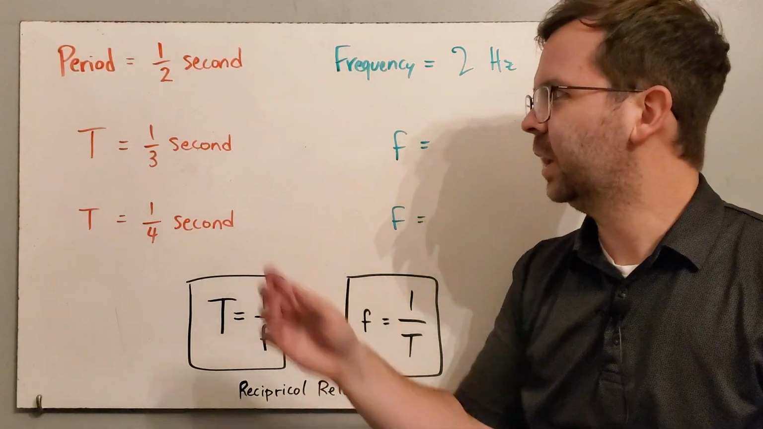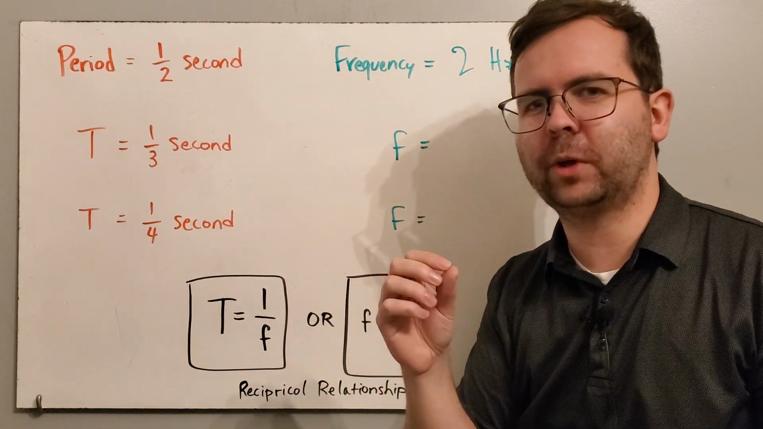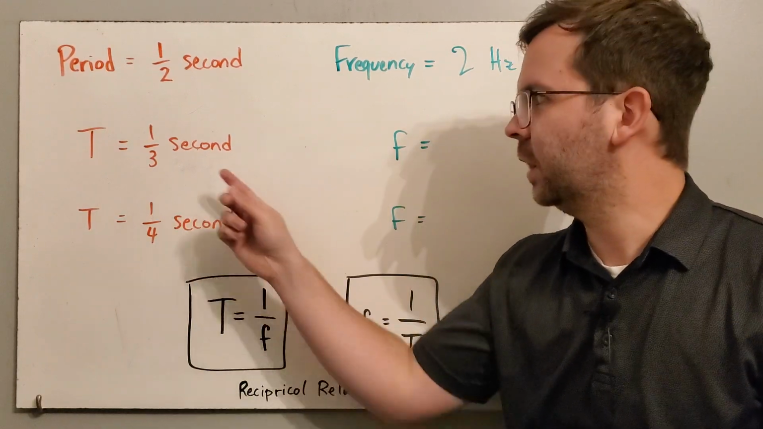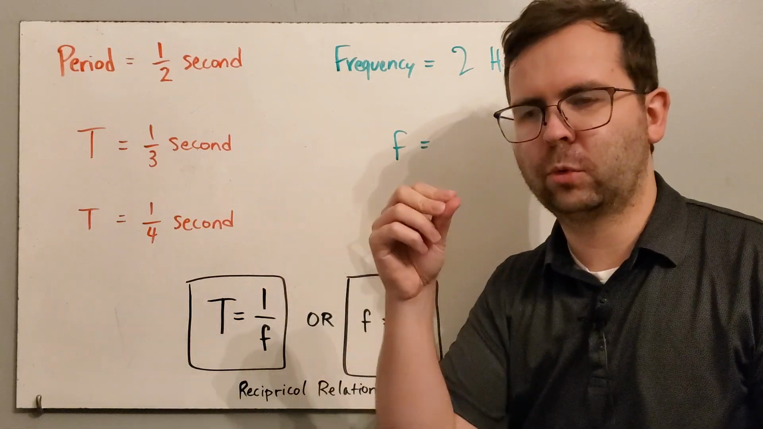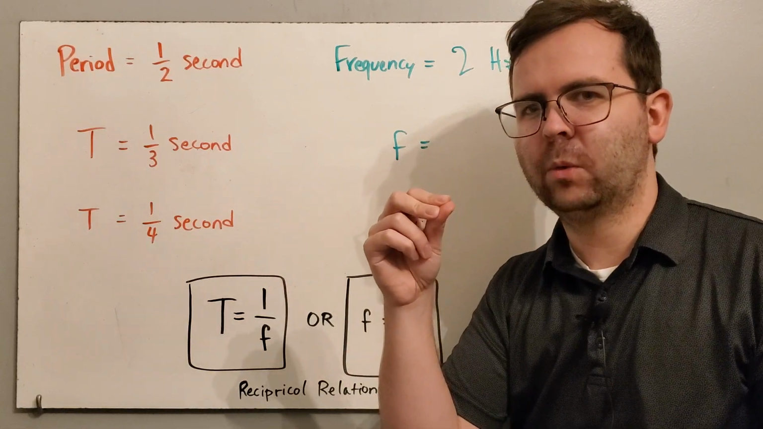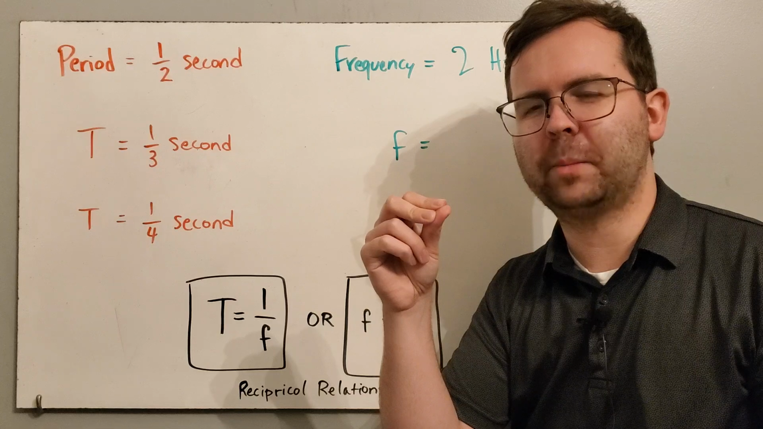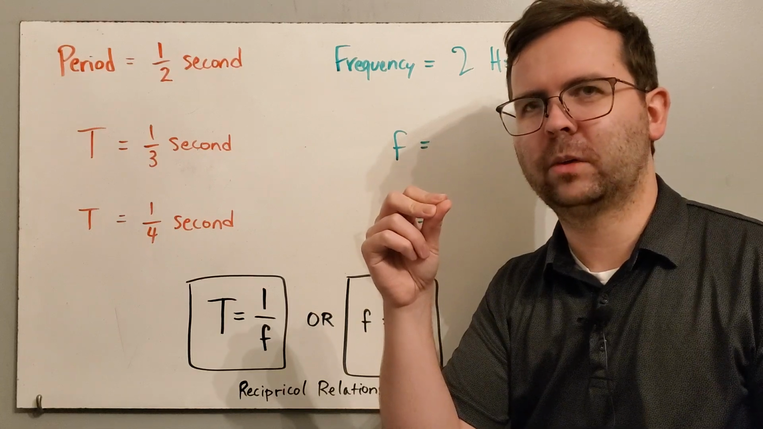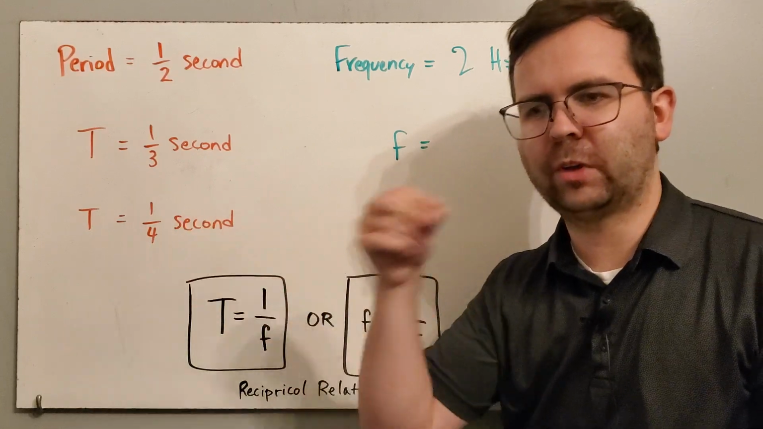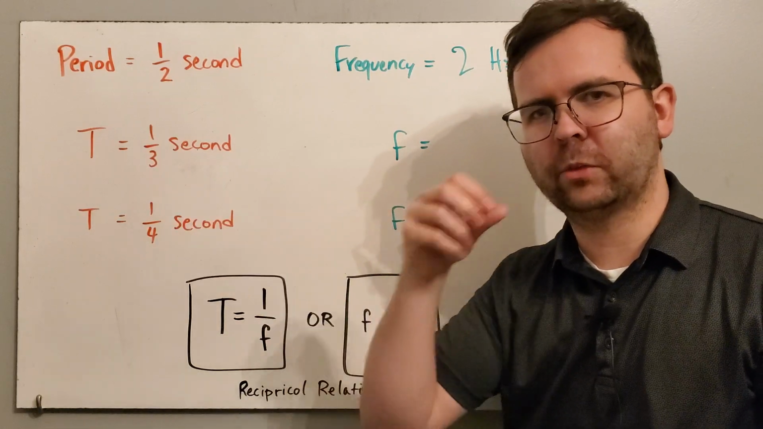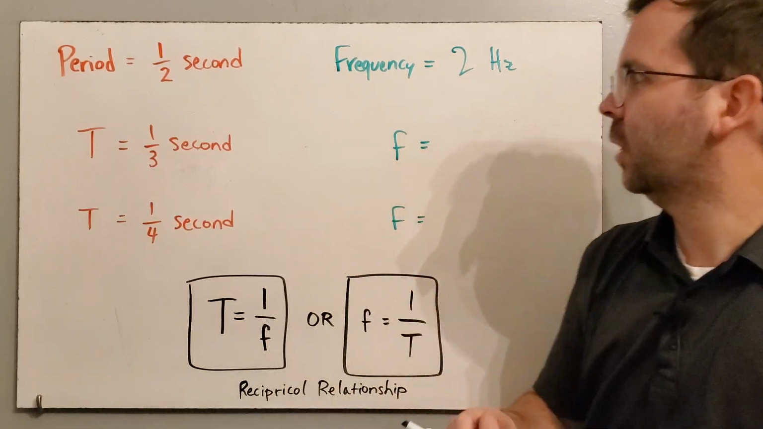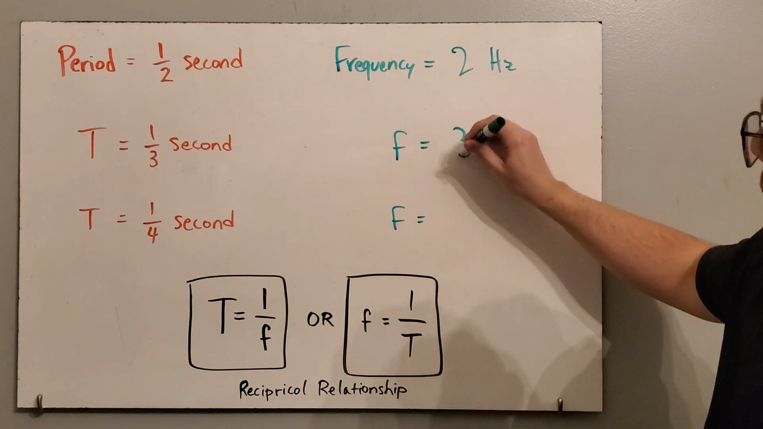What about if it was a little bit quicker? So it was able to complete one full cycle in 1/3 of a second. Well, how many cycles would that be in one full second now? It's going faster, so we have 1/3 of a second, 2/3, 3/3. It would take 3 cycles. So 3 hertz would be the frequency here.